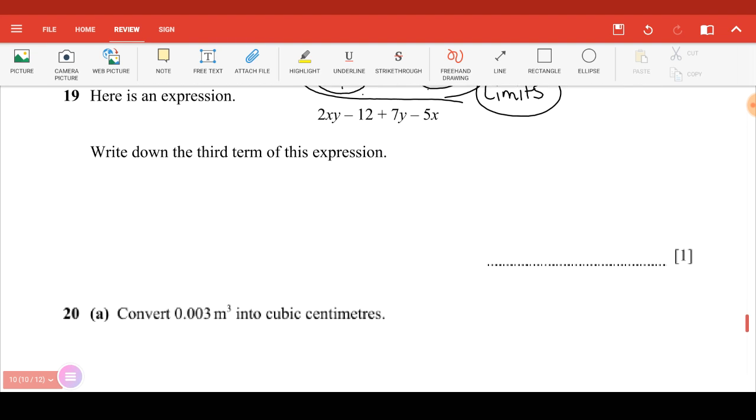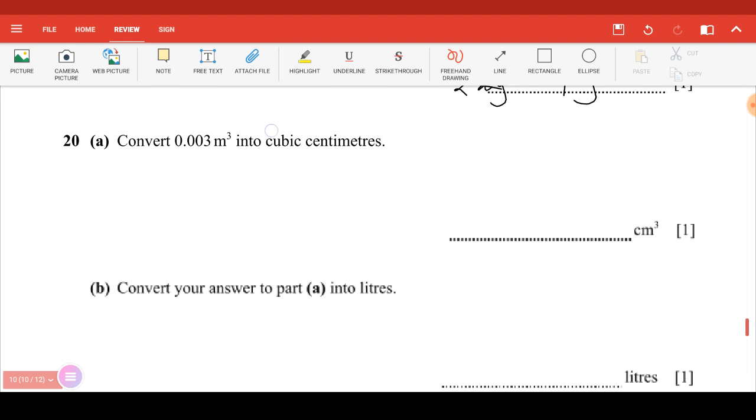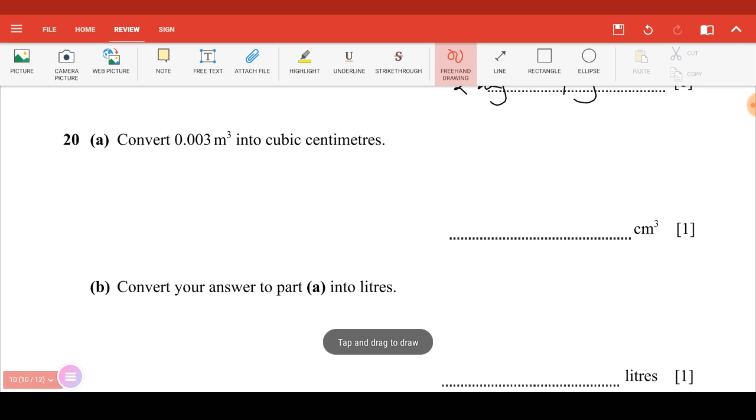Here is an expression, 2xy. Write down the third term, sorry. The third term is 7y. Convert 0.003 meters cubed into cubic centimeters.